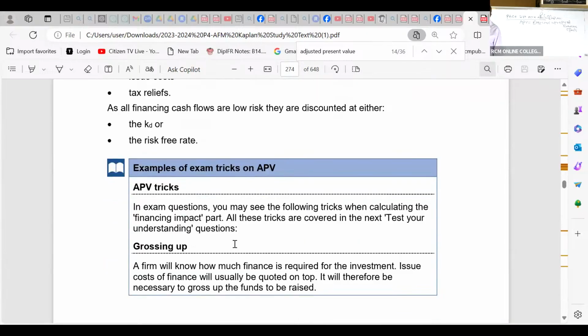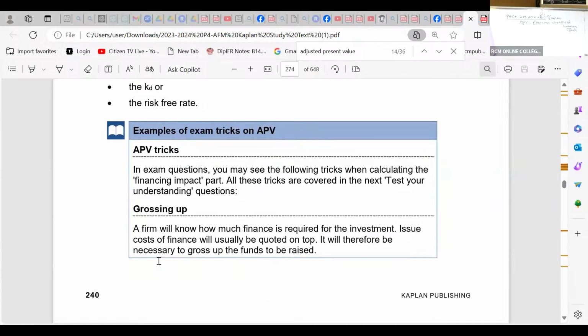Examples of exam tricks on APV, adjusted present value. In exam questions, you may see the following tricks when calculating the financing impact part. All these tricks are covered in the next test your understanding questions. The first trick is grossing up. So we are looking at grossing up. We are told here, a firm will know how much finance is required for the investment. How much finance is required for the investment?